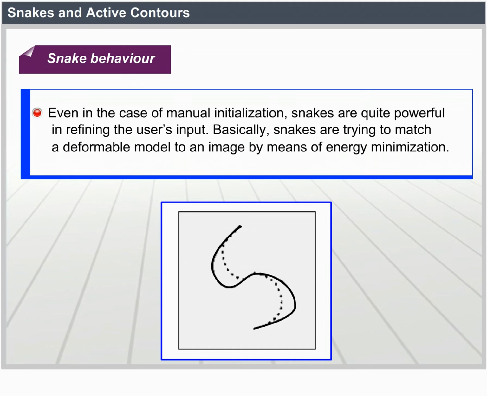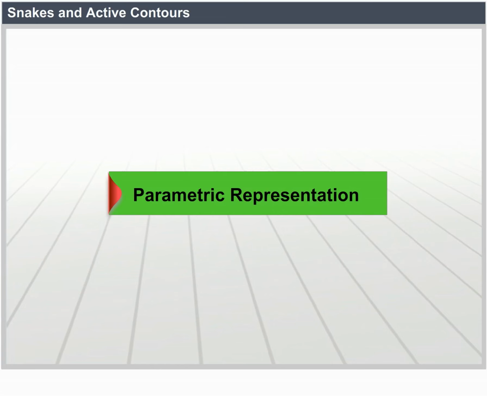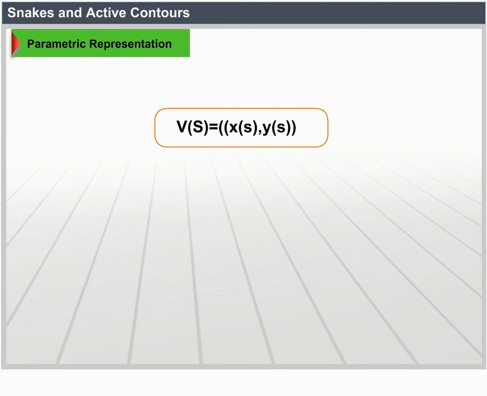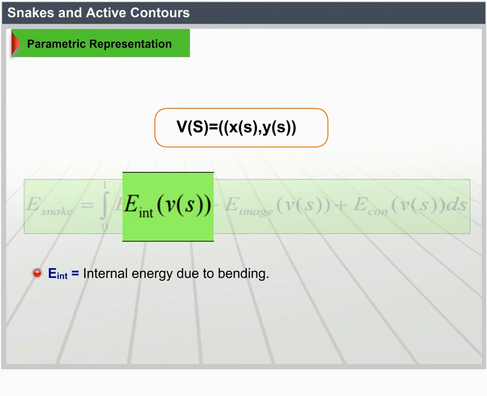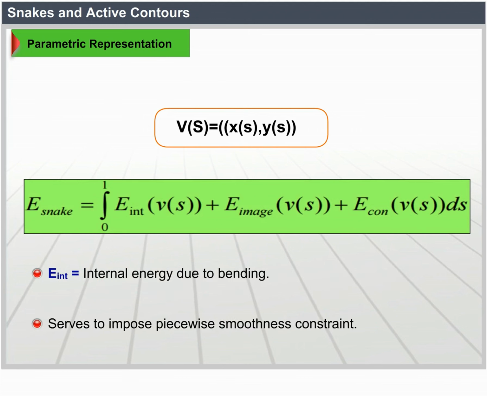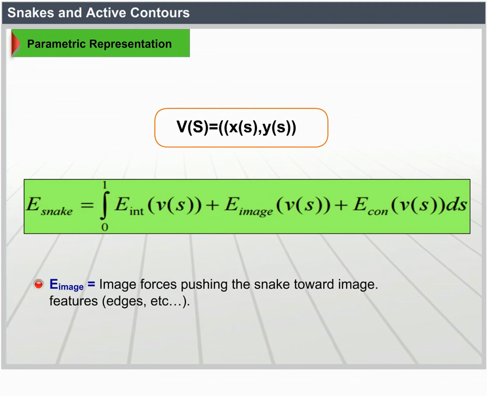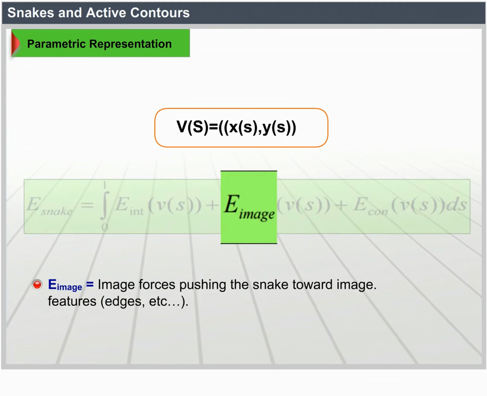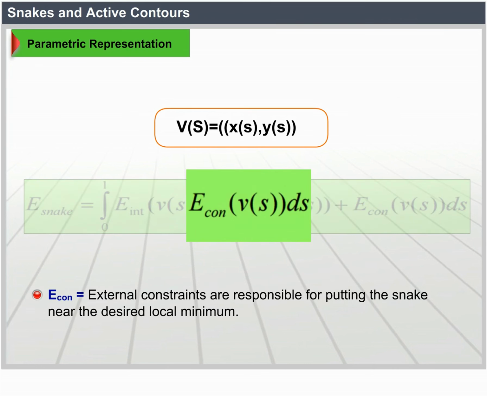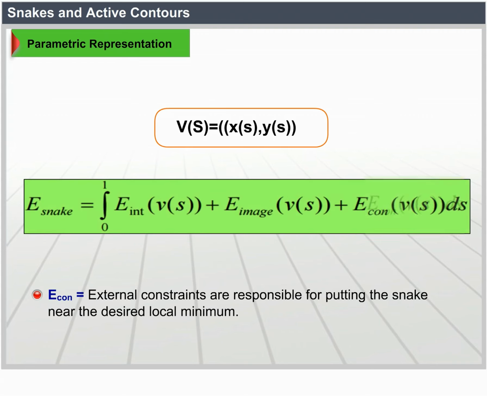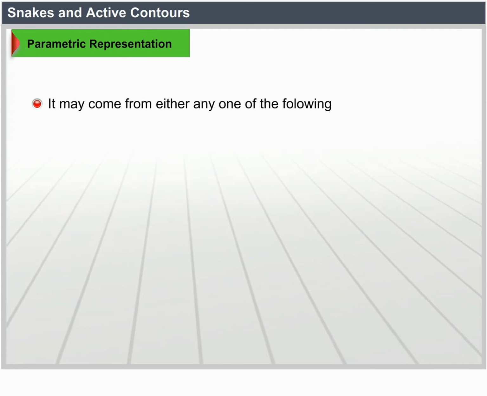Parametric representation. V of s equals x of s, y of s. The snake parametric representation is given on the screen. E int stands for internal energy due to bending, which serves to impose a piecewise smoothness constraint. E image stands for image forces pushing the snake toward image features, edges, etc. E con is external constraints responsible for putting the snake near the desired local minimum. It may come from higher level interpretation, user interaction, etc.